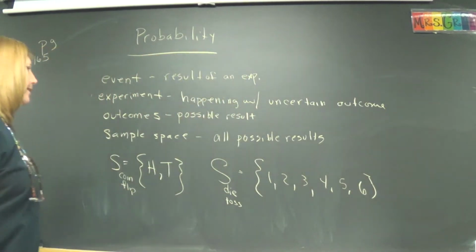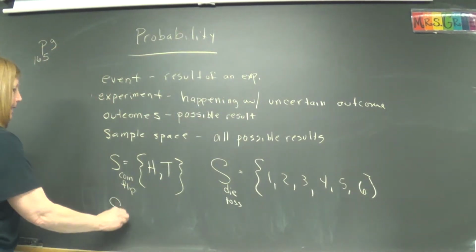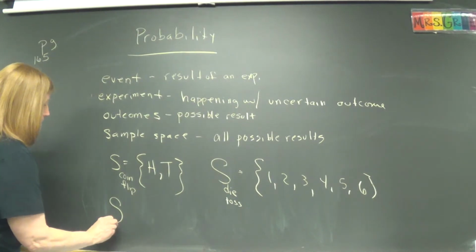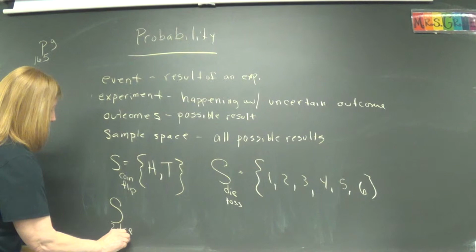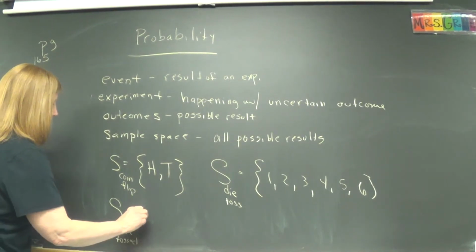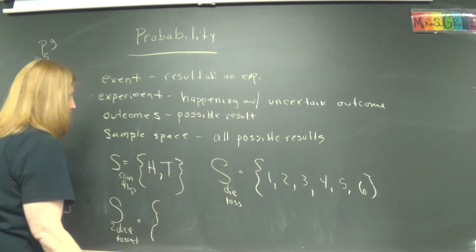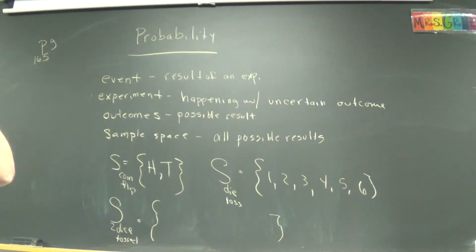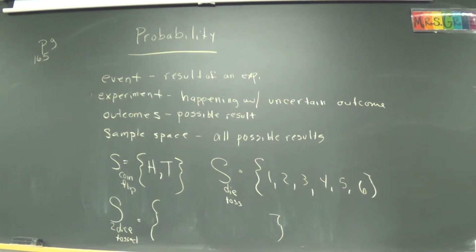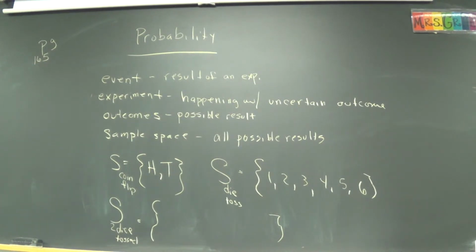All right, let's get fancy now. What is the sample space for 2 dice tossed? What is the sample space there? So once you catch up on these notes, start listing the sample space for 2 dice. How many should be in there?